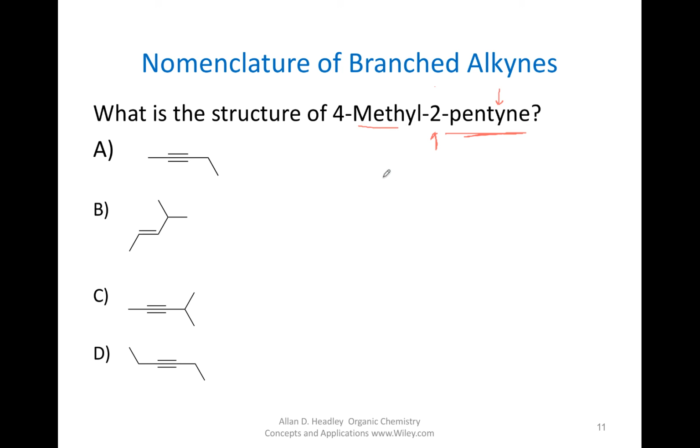So which is the correct structure here? Let's take a look. This is 1, 2, 3, 4, 5, but it does not have the 4-methyl. This is a double bond, and we know that this is a triple bond because it's an alkyne, so that wouldn't work. This one here is 1, 2, 3, 4, 5. Looks reasonable because that is a substituent in the 4 position. How about this one? 1, 2, 3, 4, 5, 6 carbons. So more than likely that would not work. So more than likely the choice would be C.